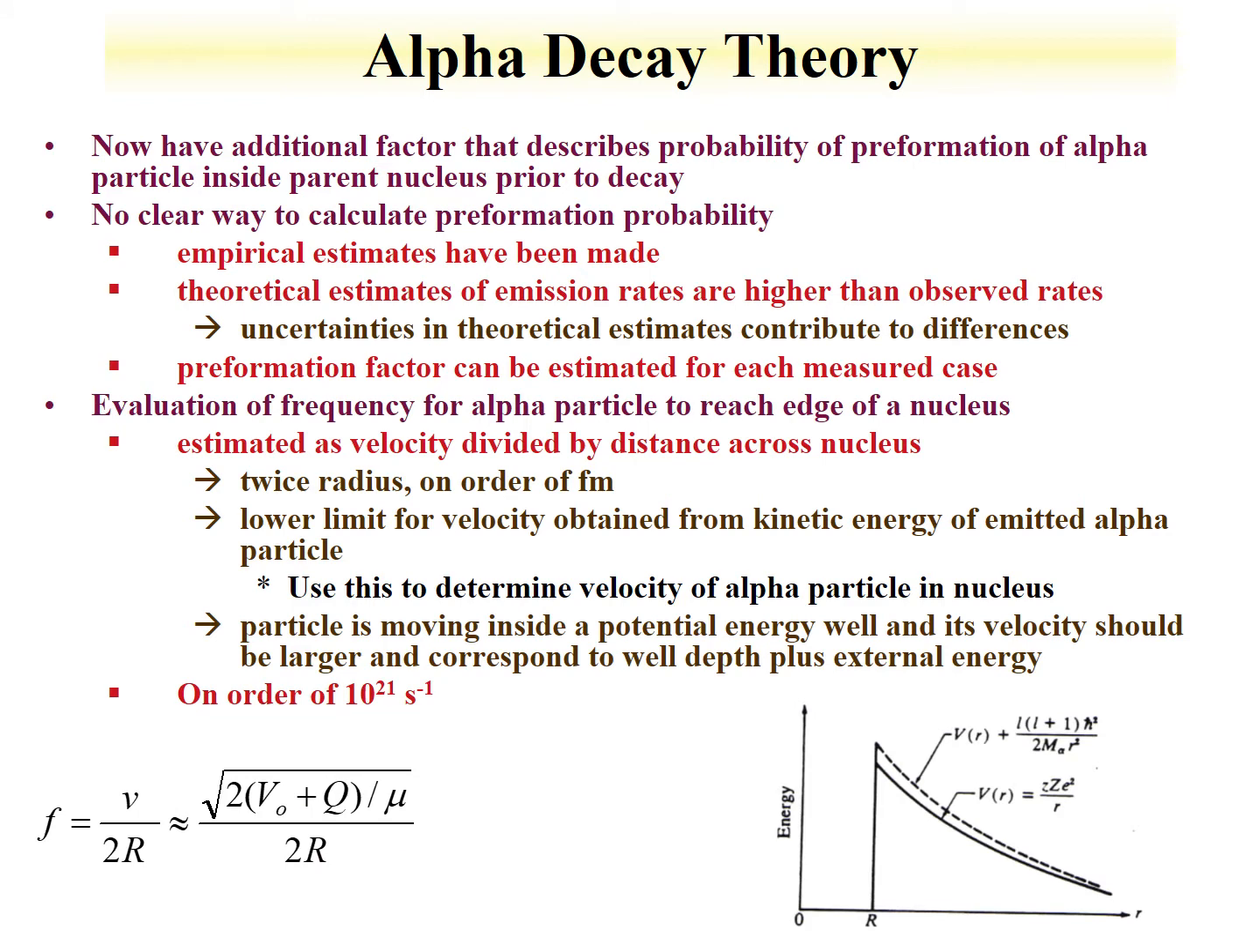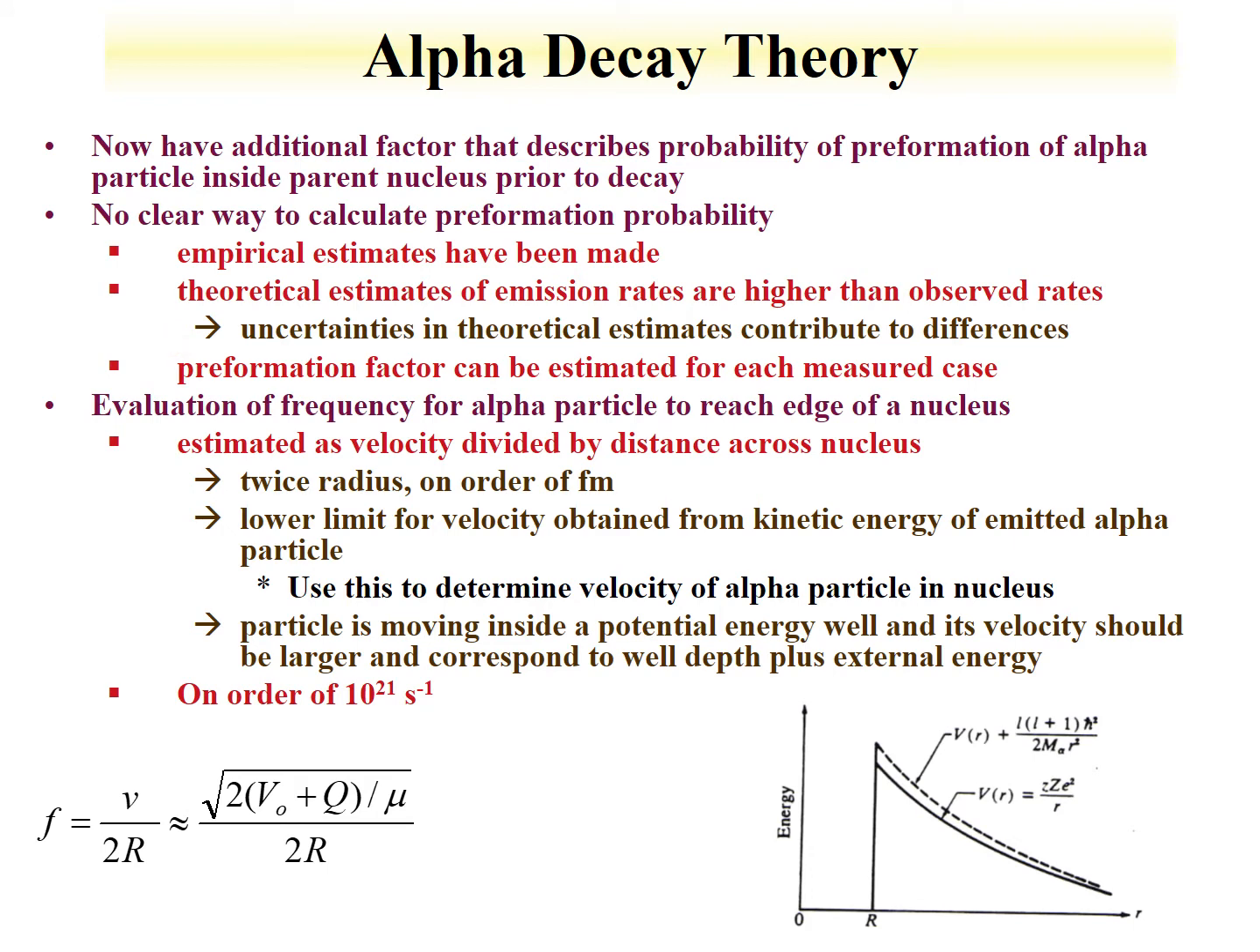Now we have an additional factor, the preformation factor of the alpha particle in the nucleus, that can help us describe alpha decay theory in more detail. Unfortunately, we have no clear way to calculate this preformation probability from first principles. We can use empirical data, and the difference between the theoretical estimates and the observed emission rates can be used to evaluate what the preformation factor should be. So basically, we can use the preformation factor as a fit for our data.